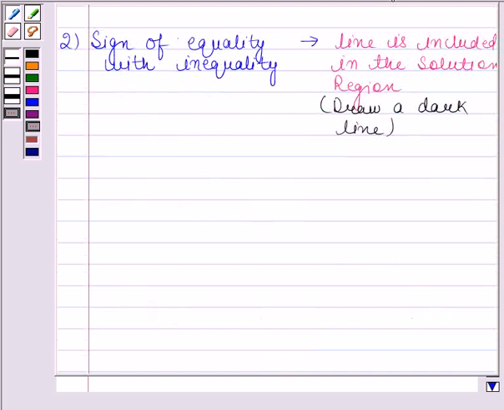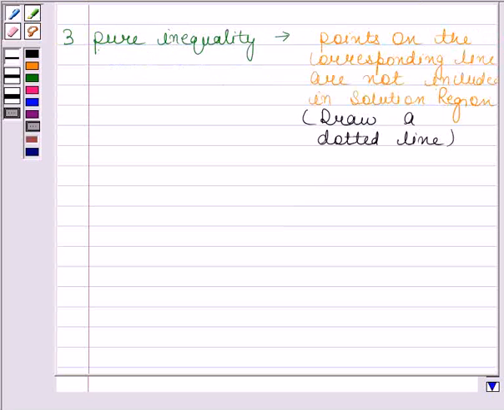And according to the second rule, if the sign of equality is also there with the inequality, then the line is included in the solution region, and so we draw a dark line. And according to the third rule, if we have a pure inequality, then the points on the corresponding line are not to be included in the solution region, and so we draw a dotted line. With the help of these three rules, we will solve this question, so always remember these rules.